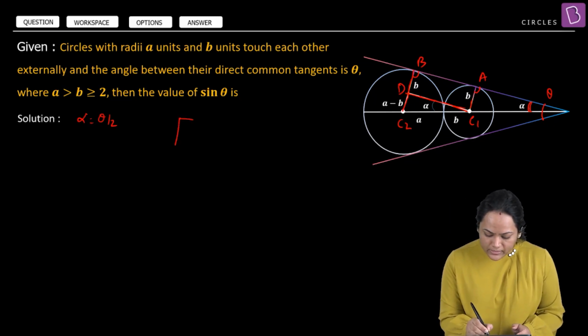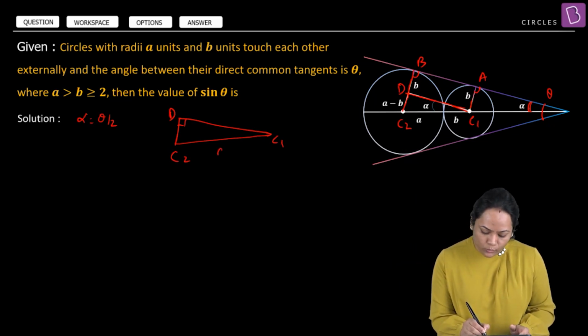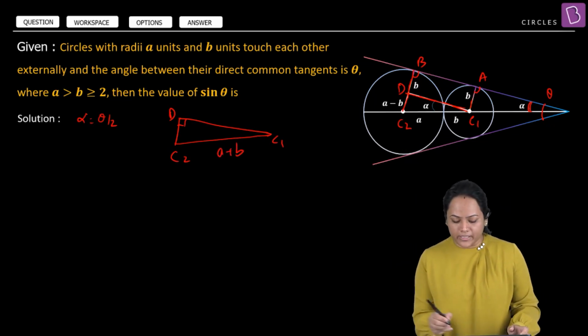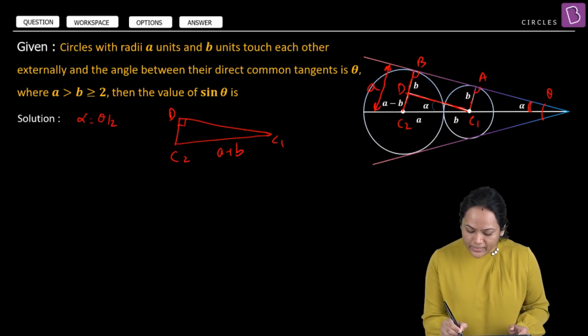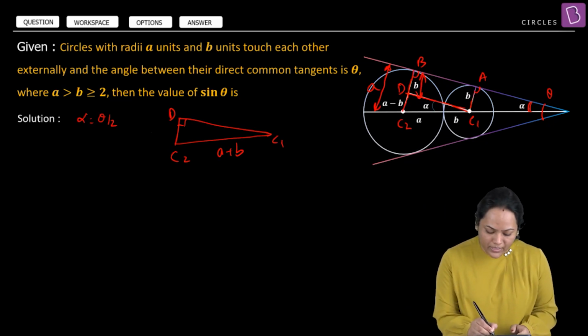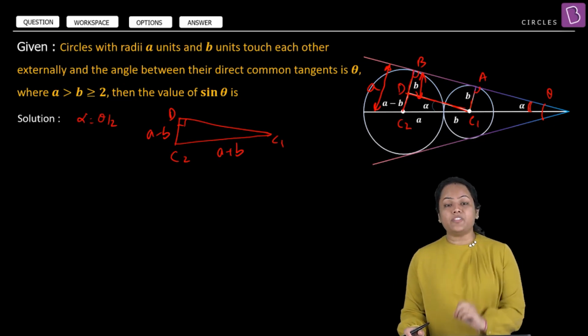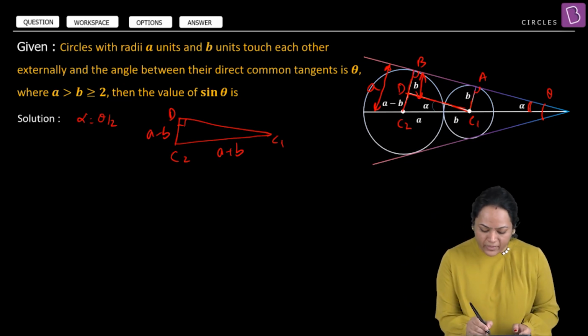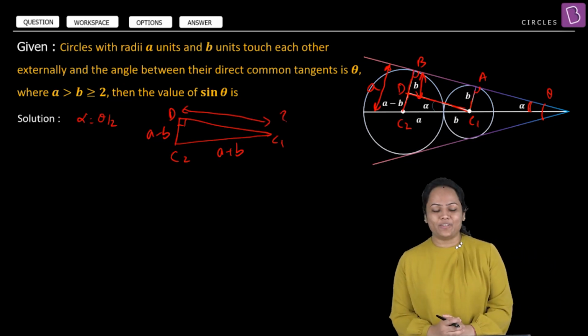So in my triangle C1 D C2, we know that the distance between the centers will be what? Sum of the radii, isn't it? So C1C2 will become a plus b, and similarly, if C2B is a and we know that DB is b, that means C2D, the left out distance, will become a minus b. Clear? Okay. So if I have C1C2 and C2D, can I find this distance, guys? C1D. Well, how? Using Pythagoras theorem, isn't it?